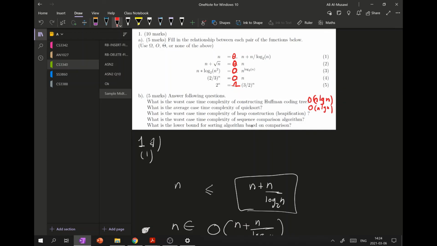What is the worst case time complexity for heap construction? Well, for heap construction, this was big O of n, if you look at the bottom-up approach. What is the worst case time complexity for, I actually don't know what he's asking here. This is nonsense to me. You could email him. What is the lower bound for sorting based on comparison? This is omega of n log n.